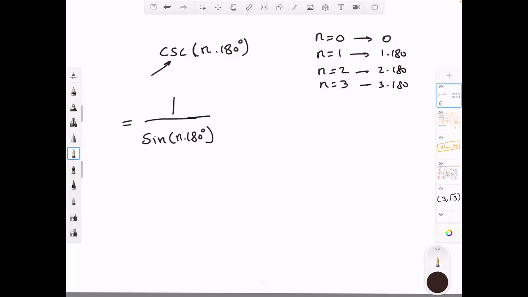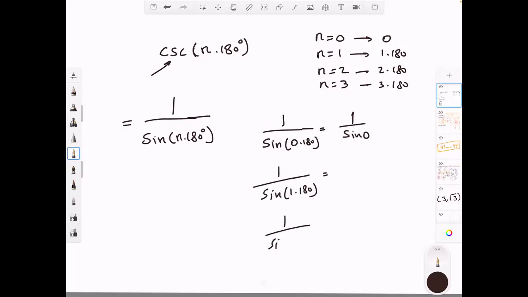So the first question, what is 1 over sine of 0 times 180? 0 times 180 is the same as 1 over sine of 0. Then we have 1 over sine of 1 times 180. Then 1 over sine of 2 times 180. We should not get two different answers for this type of question.